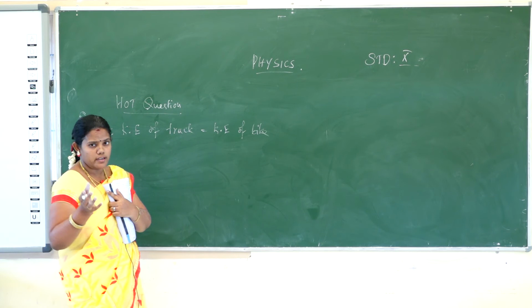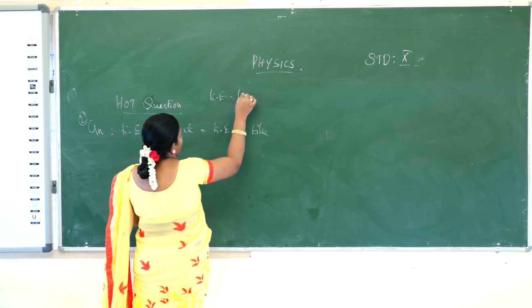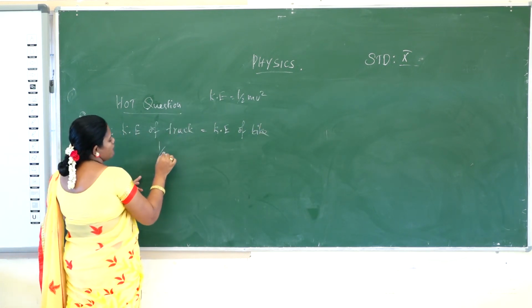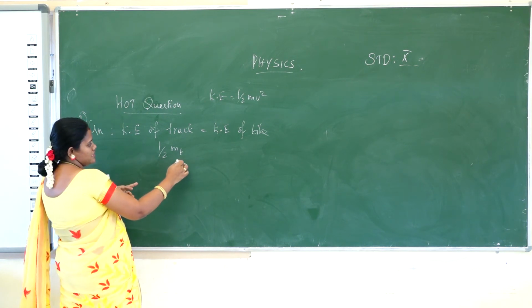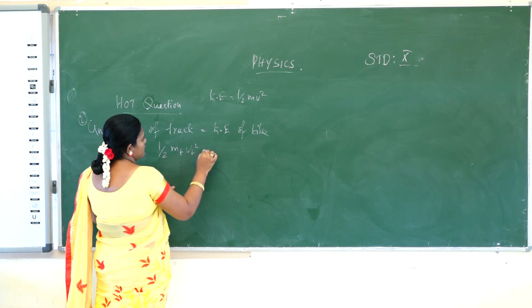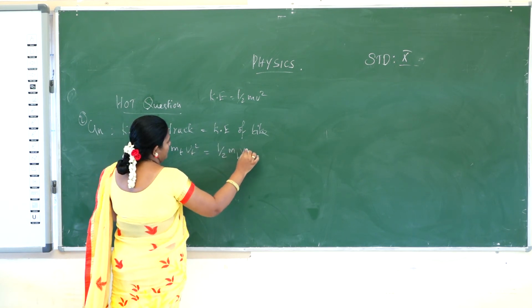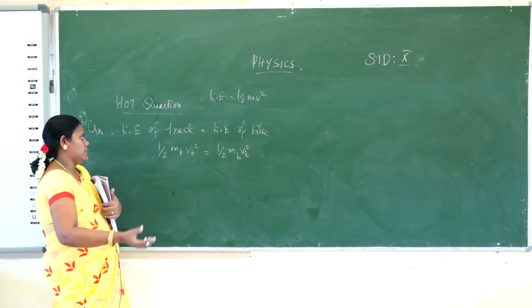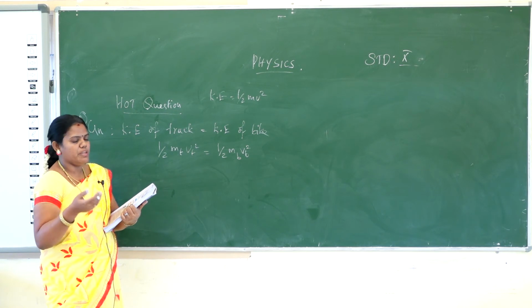What is the formula for kinetic energy? That is half mv square. Kinetic energy is equal to half mv square. First, for the truck, half mt vt square is equal to the kinetic energy of the bike, half mb vb square. Okay, this is the kinetic energy formula for truck and bike. So half mt vt square is equal to half mb vb square.